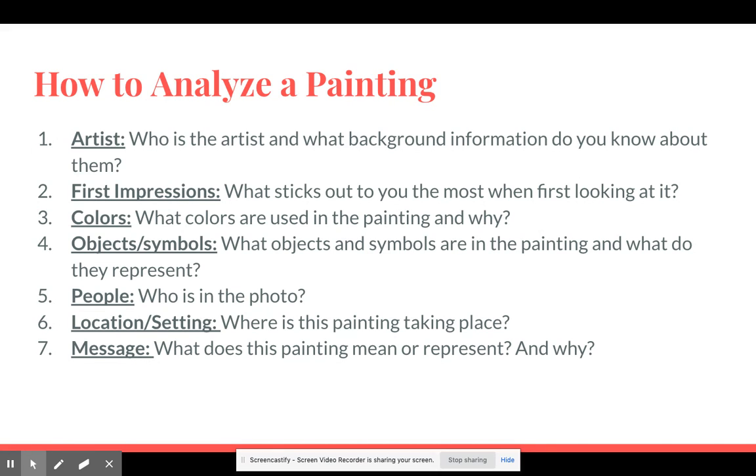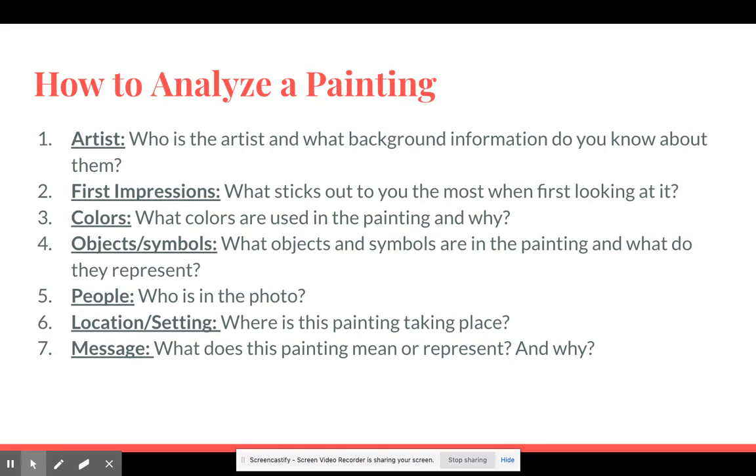What objects and symbols are in the painting and what do they represent? This could be anything from a trumpet to something that someone's wearing. Could be a hat, a jacket, a coat, whatever it may be. These are the objects and symbols that you want to hopefully write down.